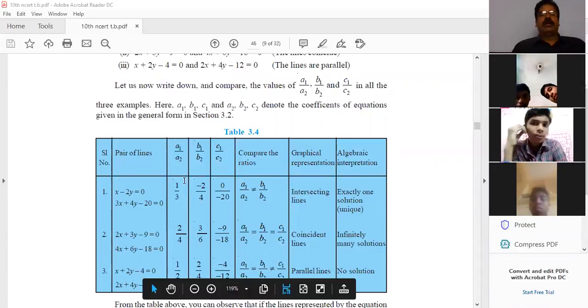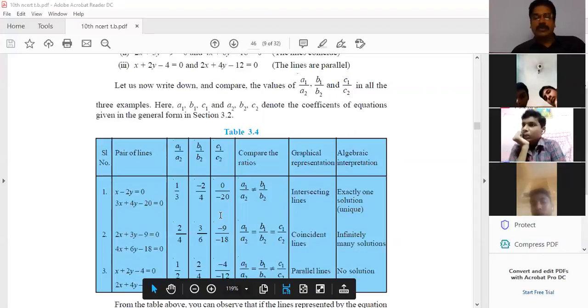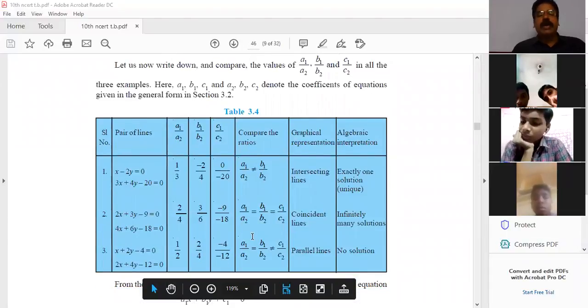Now a1 by a2 means 2 by 4, which means 1 by 2. b1 by b2, 3 by 6, also 1 by 2 only. c1 by c2, minus 9 by minus 18, again 1 by 2 only. That means if we compare the ratios, what occurred? a1 by a2 is equal to b1 by b2 is equal to c1 by c2. Hence, those lines are coincident lines.